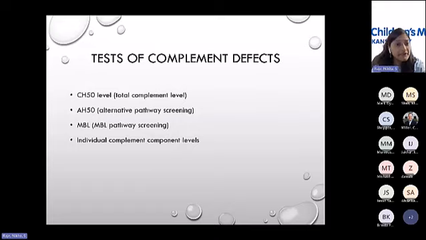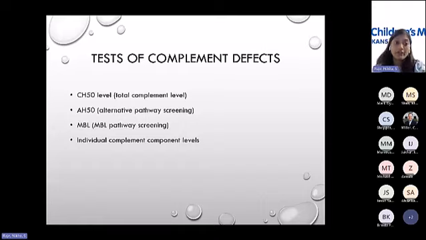Looking for complement defects, the screening tests involve CH50, which looks for the classical pathway defects, AH50 for alternative pathway screening, and then MBL is for mannose binding lectin pathway screening. We typically don't use mannose binding lectin pathway screening just because it's a controversial immunodeficiency.